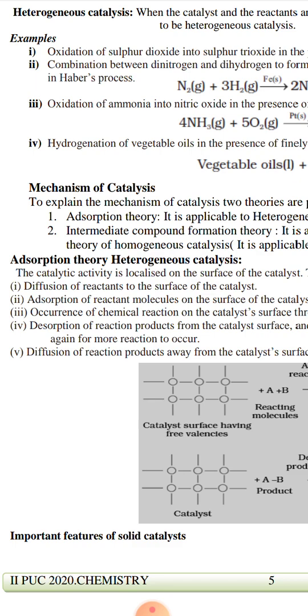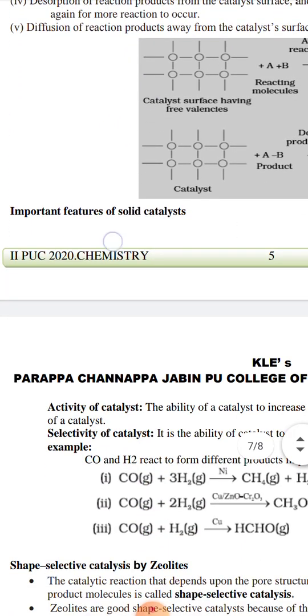So heat is liberated, as a result temperature increases on the surface, and both the reactants readily combine to form a product. As the product is formed, it gets diffused from the surface of the catalyst. So these are all the 5 steps you should make along with the diagram. It is a very important part of the adsorption theory of heterogeneous catalysis.